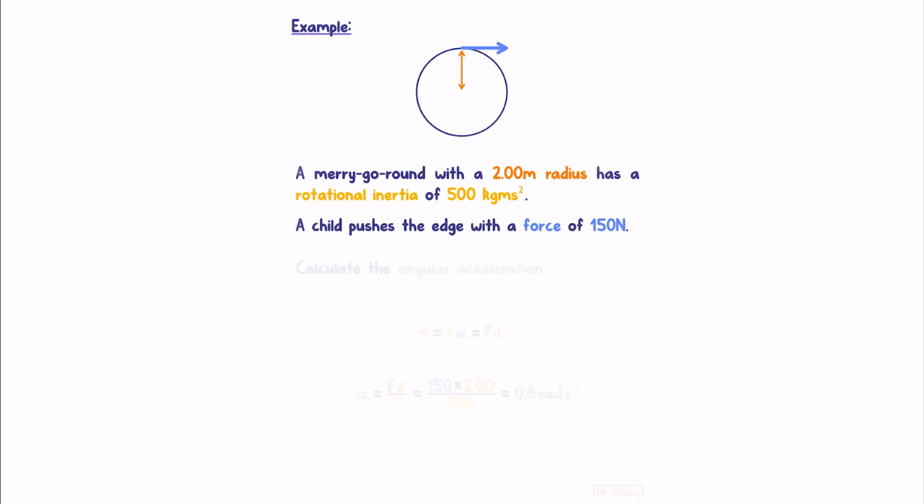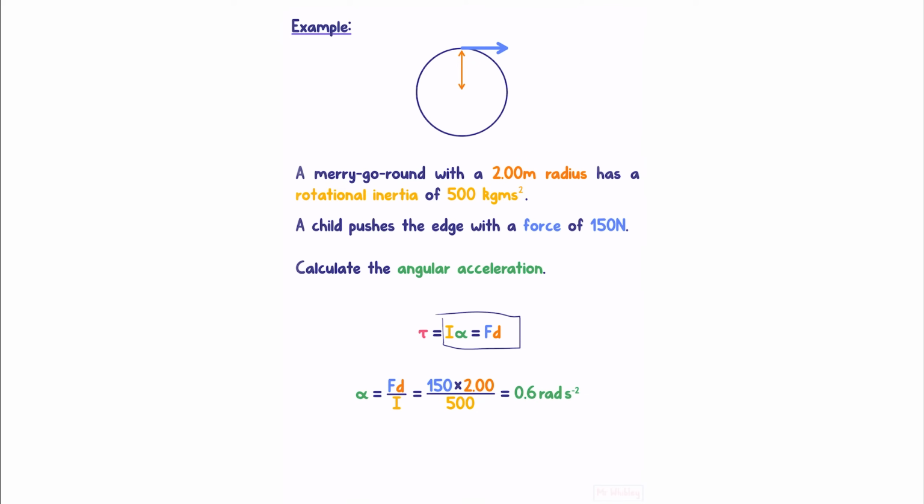A merry-go-round with a 2 meter radius has a rotational inertia of 500 kg m². A child pushes the edge with a force of 150 newtons. Calculate the angular acceleration. We know that torque is equal to I alpha, and we also know that torque is equal to force times distance. Taking this equation here and solving it for angular acceleration by dividing both sides by I, putting our numbers in, gives us 0.6 radians per second squared.